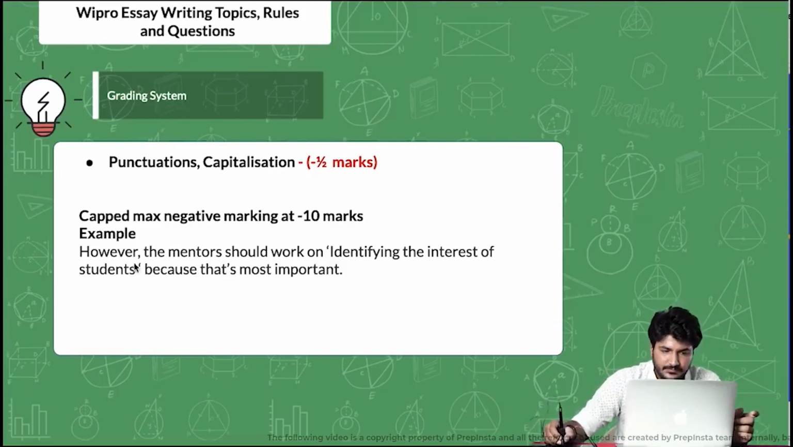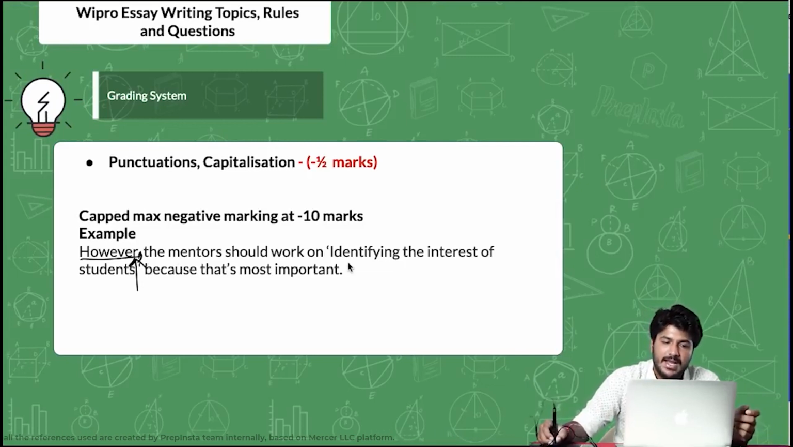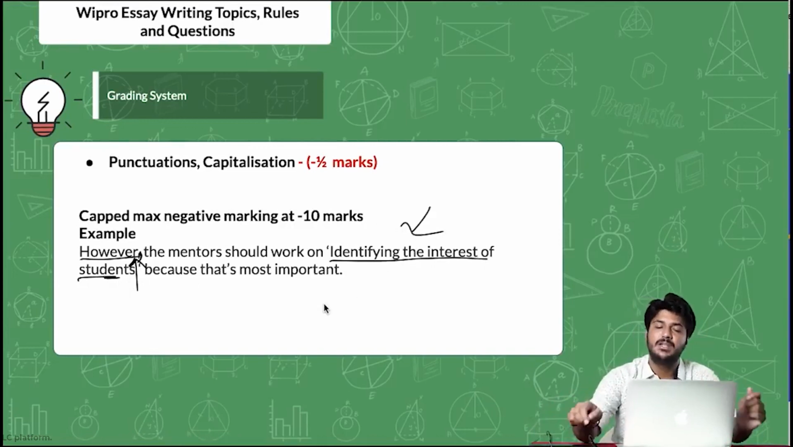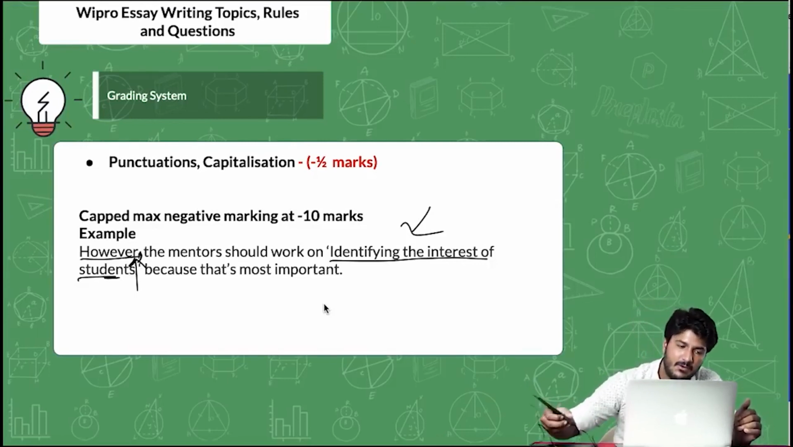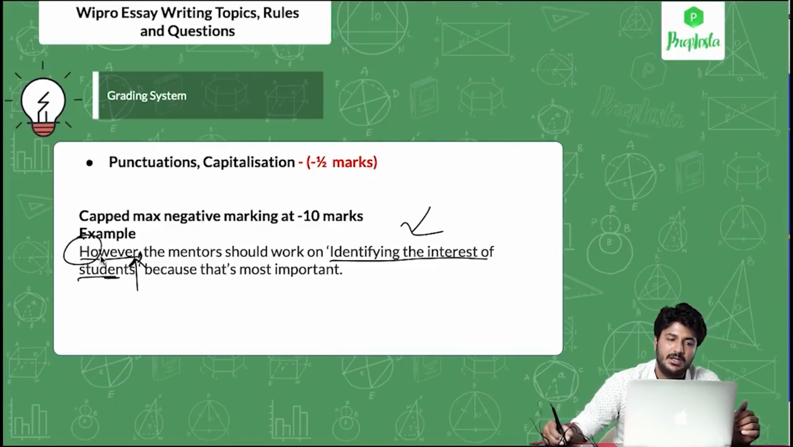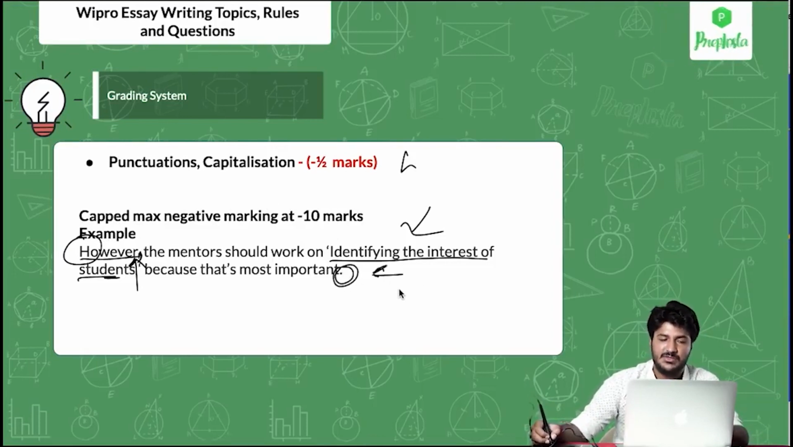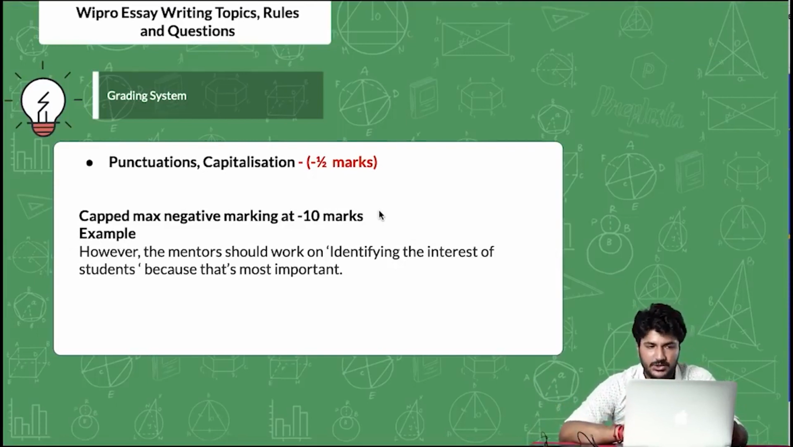Let's also take this example. Here, after "however" there is a comma. The IntelliMetric system is able to understand that after "however", which happens to be a signpost word, there should be a comma. Then, identifying the interest of the students is an example that you're taking. Any particular example that you're taking should be in apostrophes or quotations. So it is able to understand that a quotation is missing. This is a punctuation error, so let's cut -1/2 marks. Then one more important thing is this H is capital. If the H is not capital, again, capitalization error. And then missing out on this final full stop, again, -1/2 negative marking. So make sure this is one of the easiest things you can do. Make sure that you do not make any punctuation errors and capitalization errors.